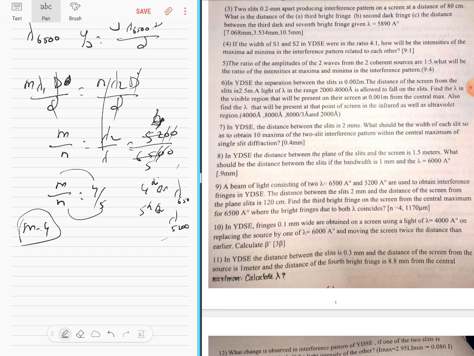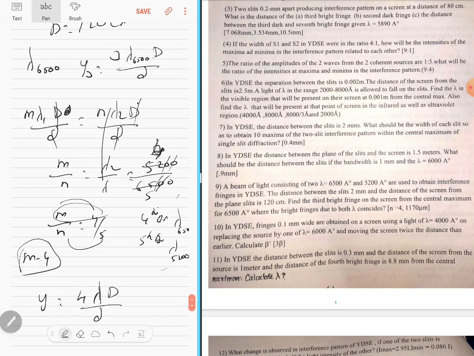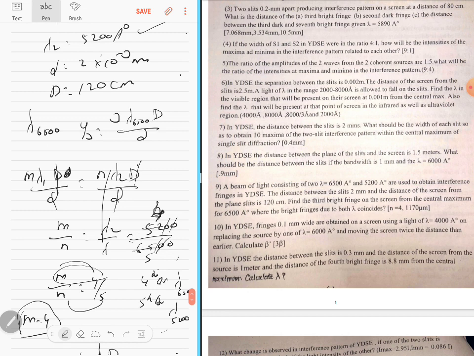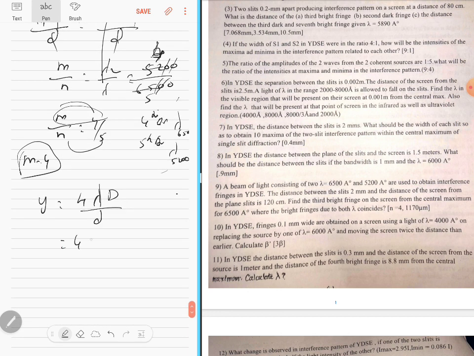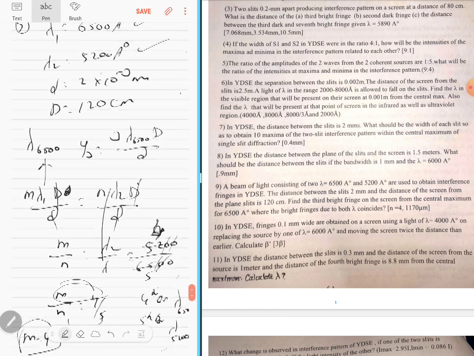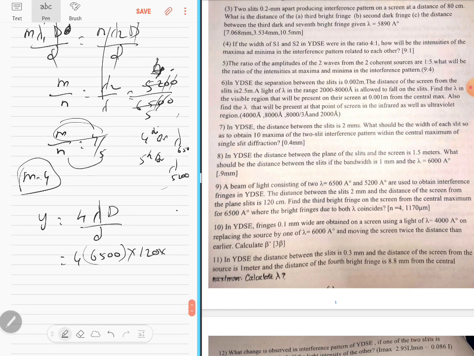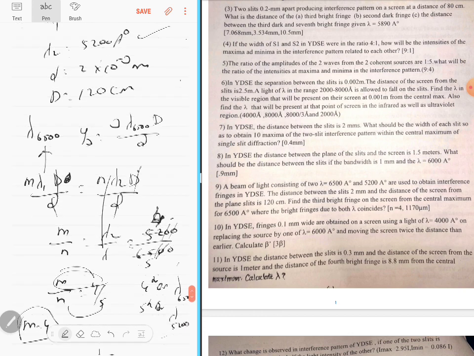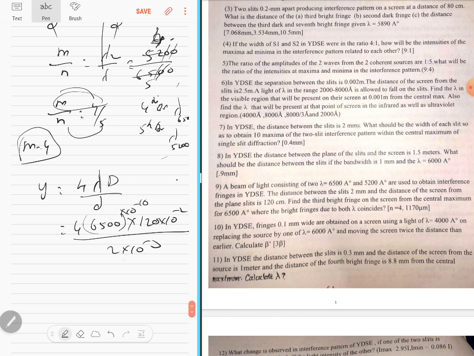Okay, let me find out the position of the fourth bright fringe: 4 into lambda into capital D by small d. Which wavelength should I put for lambda? 6500. So it's 4 into 6500 into capital D, which is 120 into 10 to the power minus 2, Angstrom means 10 to the power minus 10, by small d, which is 2 into 10 to the power minus 3. So when you substitute this, you will get one value of y. That will be the distance where the mth fringe and nth fringe are coinciding, so y will be the same.